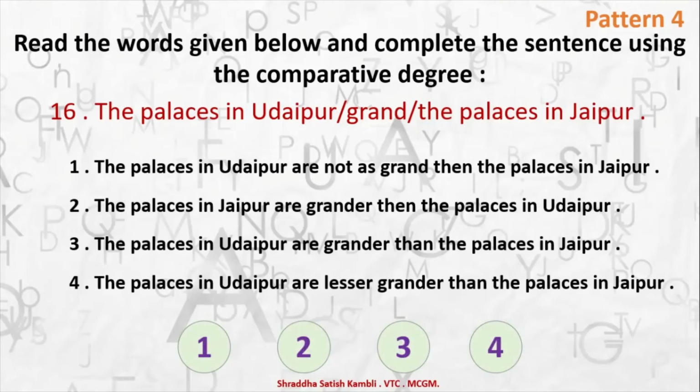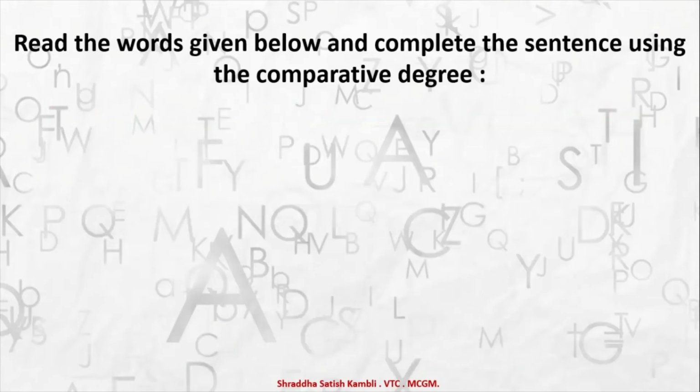So what is it? It is the third one. The palaces in Udaipur are grander than the palaces in Jaipur. Okay, you're comparing, so the word "than" should be there. "Then" is the wrong word. Coming to the next example.